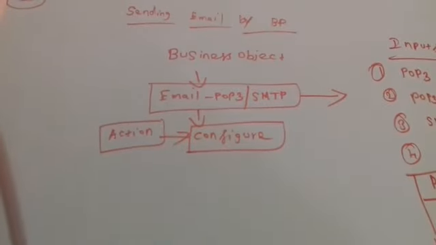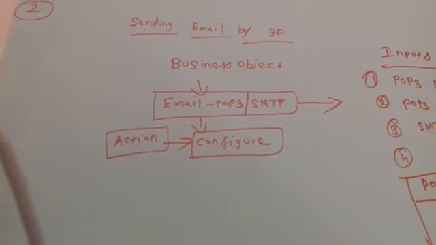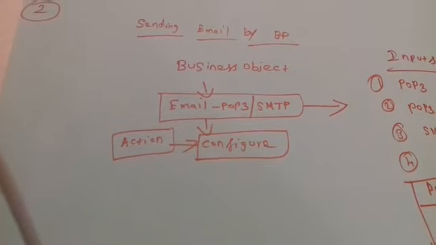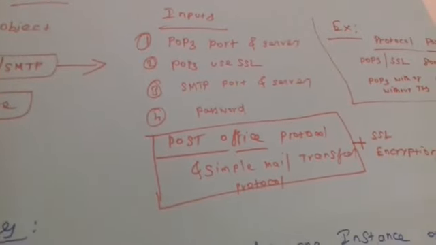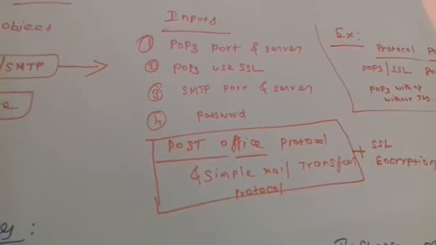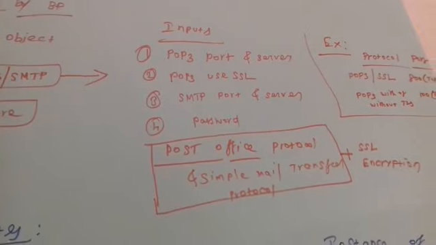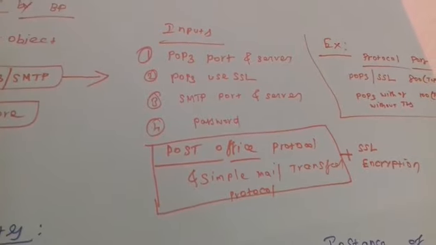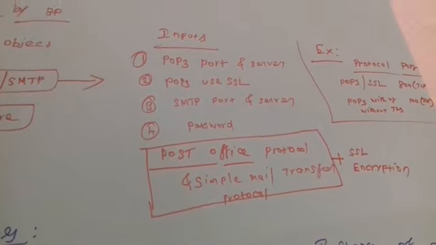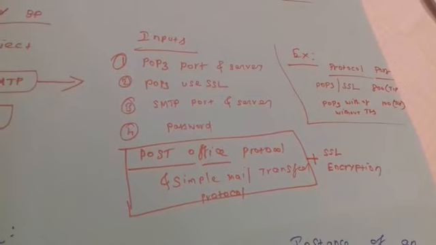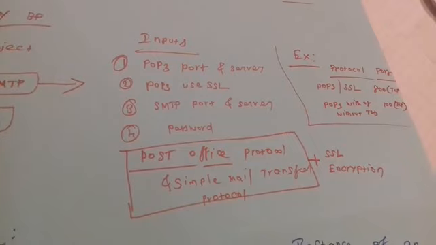When sending email with the business object, you have to make sure that it is email POP3 and SMTP. Through that, you have to make sure the action is configured. The inputs must be the post office protocol port, post office protocol server, and post office protocol using SSL, and the SMTP, simple mail transfer protocol, server, port and password, making sure everything is with SSL encryption. SSL encryption is very important.